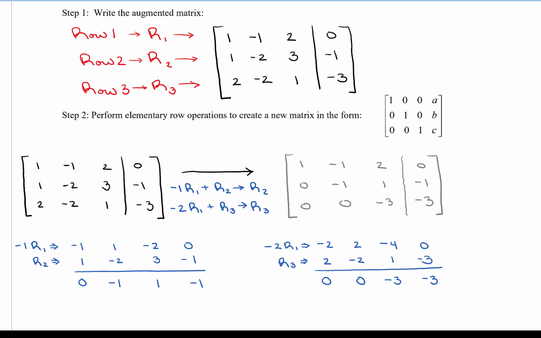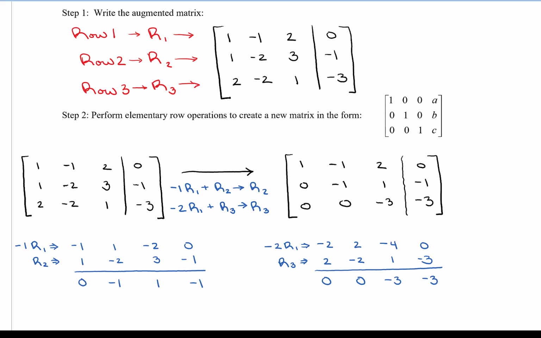Now I'm going to write my new matrix that I'm getting here after doing these row operations. In row 1, we are still going to have the same exact row 1, which is 1, -1, 2, 0. In row 2, we're going to have 0, -1, 1, -1. And in row 3, we're going to have 0, 0, -3, -3.